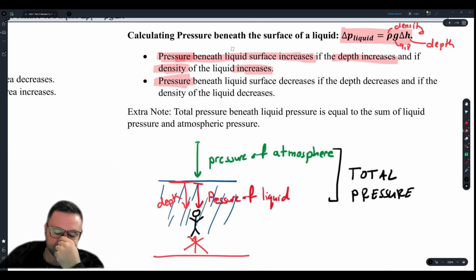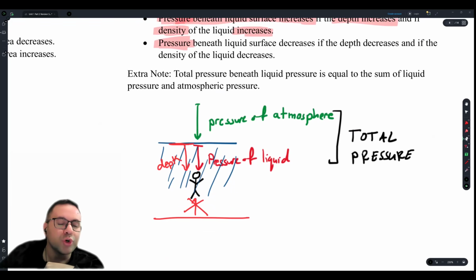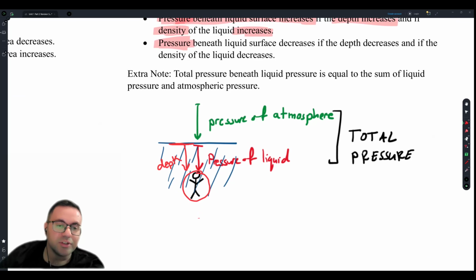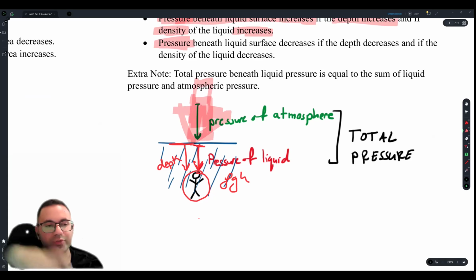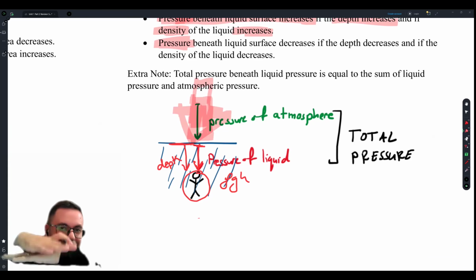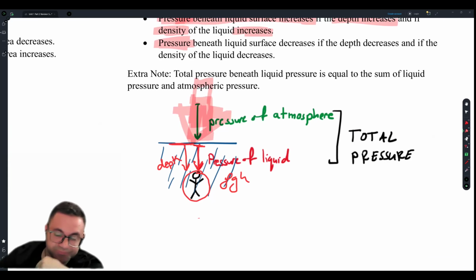Finally, though, if I ever ask you about the total pressure, not the pressure, the total pressure under a liquid, you need to understand that there are two pressures acting on you when you're underwater. The pressure of the liquid normally, which is rho g h, that's fine. And then the atmosphere itself, the air, also applies pressure on the surface of the liquid because the air molecules are colliding with the surface and they're applying pressure.